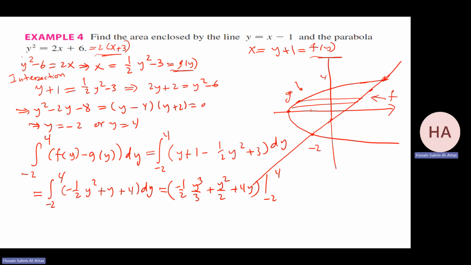Still wasting time doing the calculation. If we plug in the numbers and deal with the fractions, let me do it. It will be 4 minus half, 64 over 3. That gives me 32 over 3. Or, let me say, minus 64 over 6.